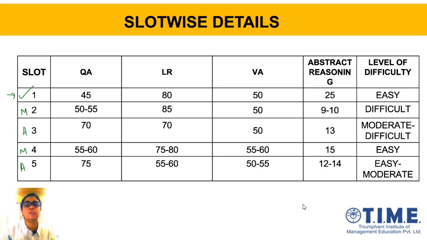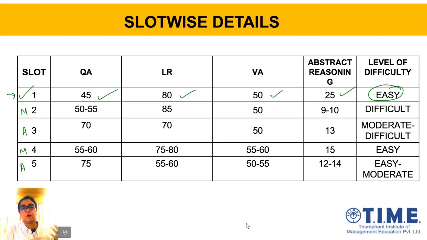Now, if you look at slot 1, there were 45 questions on quant. Ideally they were supposed to be 50, but there were only 45 questions. In LR, surprisingly, the weightage was very high. Rather than 75, there were 80 questions. Verbal ability had 50 questions and abstract reasoning had on average 25 questions. The level of difficulty was very easy.